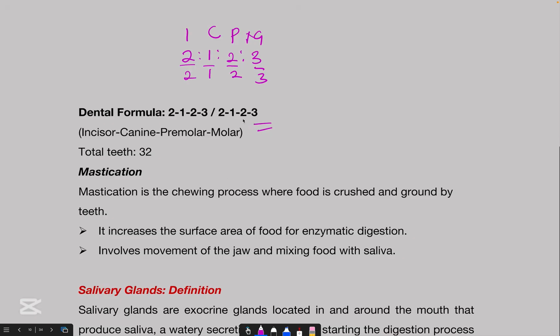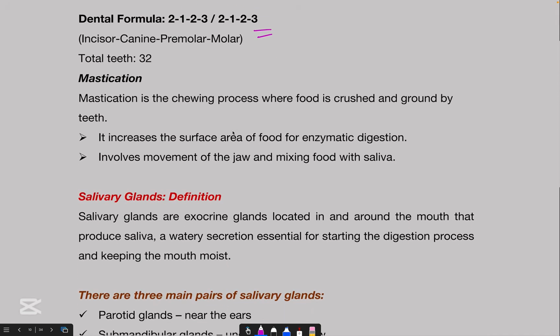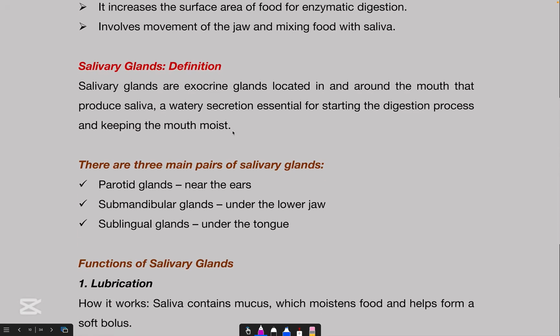Is that okay? Like we said, mastication has to do with what? It is the chewing process where food is crushed and ground by the teeth. It increases the surface area of food for enzymatic digestion and involves the movement of the jaw and mixing the food with what? Saliva. We've said that. Then the salivary glands. The salivary glands are exocrine glands located in and around the mouth that produce saliva, a watery secretion essential for starting the digestion process and keeping the mouth moist.